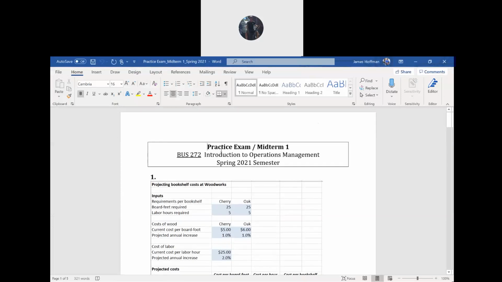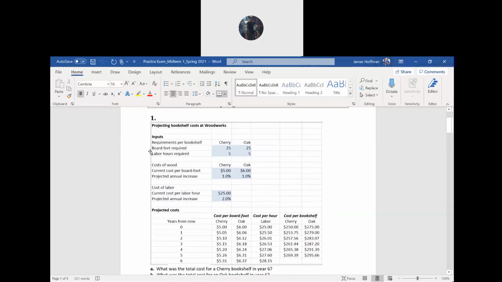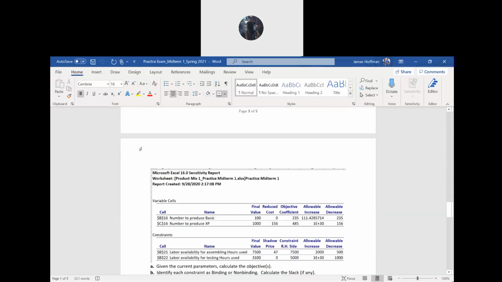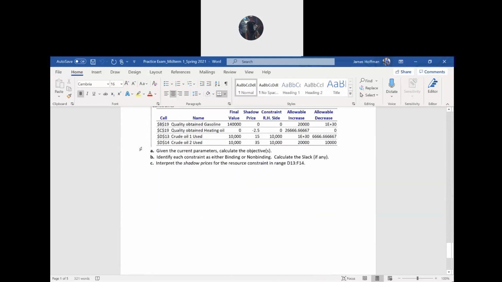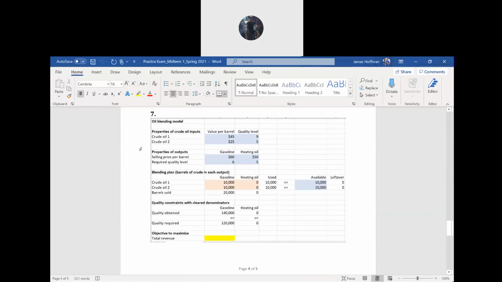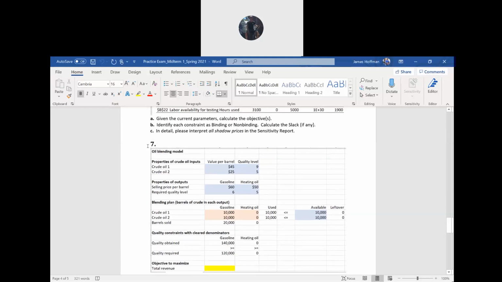All right, so again, this is a practice exam. You don't have to turn this in. I already have my solutions, and this is not the actual exam. But your exam is going to be very similar. You're going to have, let's see, 1, 2, 3, 4... it looks like 7 questions, and they're all based on the practice questions that we did after the exercises in class.